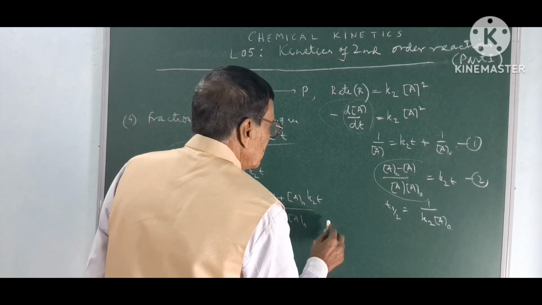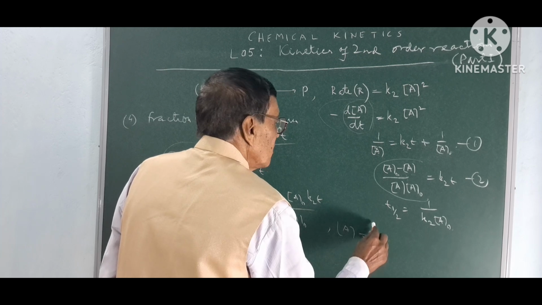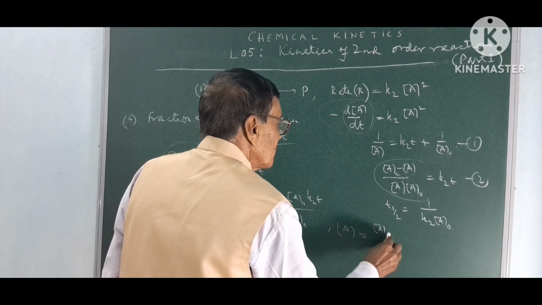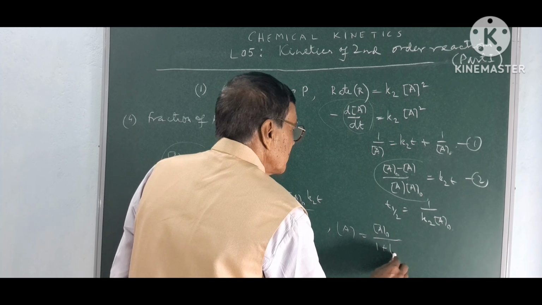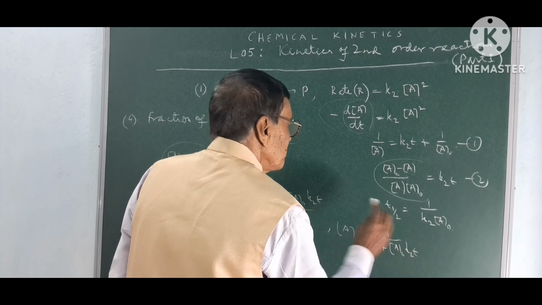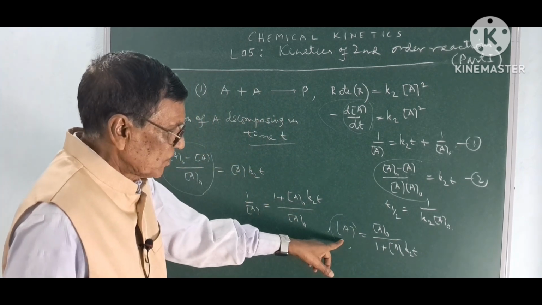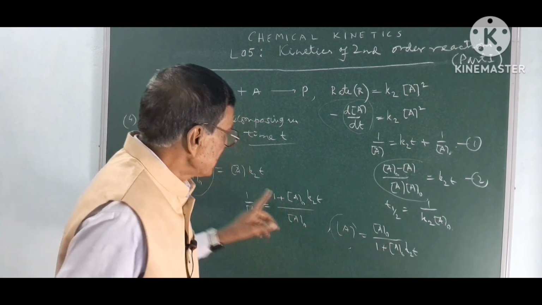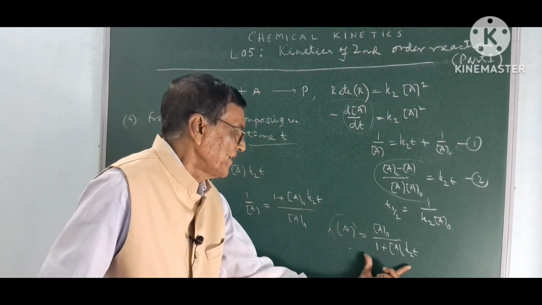So concentration of A equals concentration of A naught divided by 1 plus concentration of A naught and K2 T. This is the concentration of A at the time t. So this one could be replaced by the right hand side.